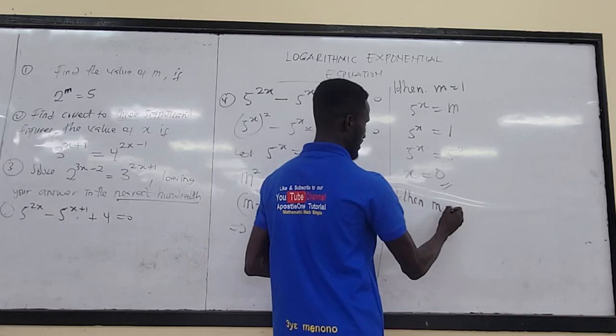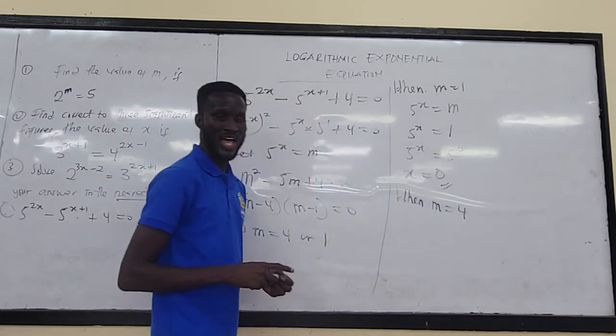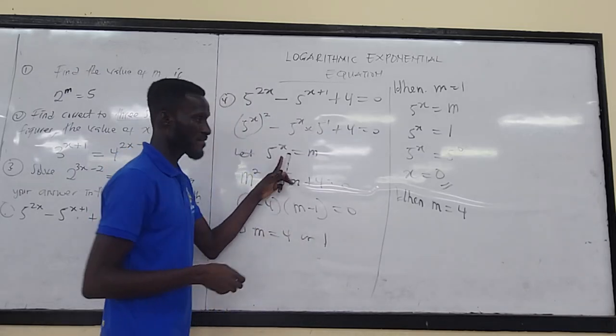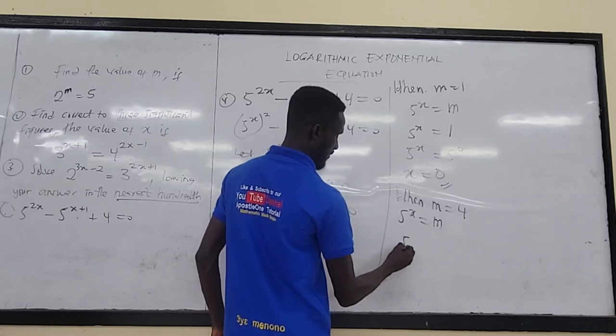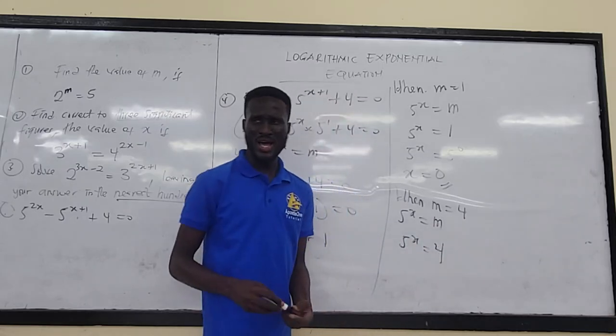x equals 0. Then I'll consider the second one, when m is equal to the second answer, 4. Now if m is equal to 4, how are we going to solve? Let's put the same thing. 5^x is equal to m. 5^x is equal to, what is m? Now m is 4.